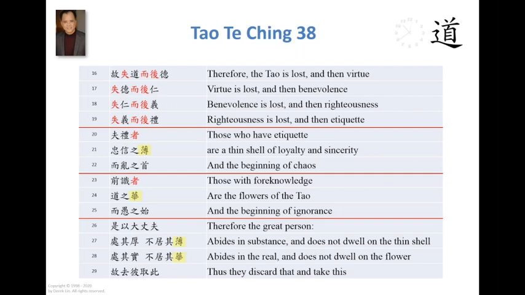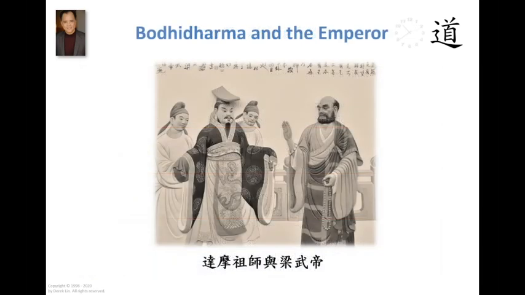We used two different stories to illustrate the connection between Zen and the Dao. The first story was the Bodhidharma and the Emperor. So the Mandarin that you see at the bottom is exactly what you see in English at top. In Mandarin, it's 达摩祖师, that's Bodhidharma, Yu, and Liang Wudi, the Emperor.